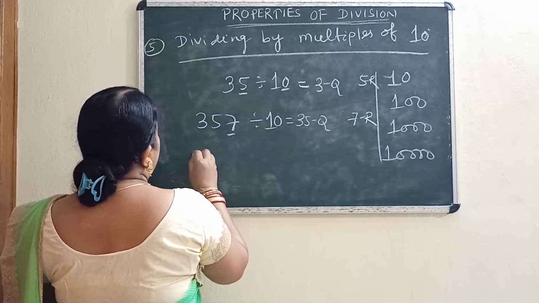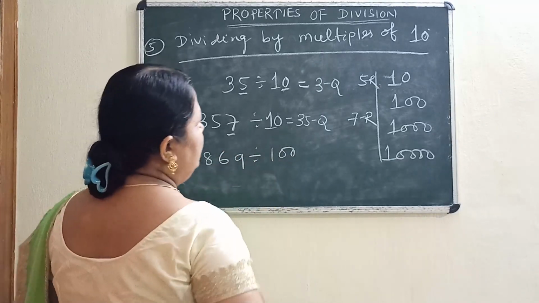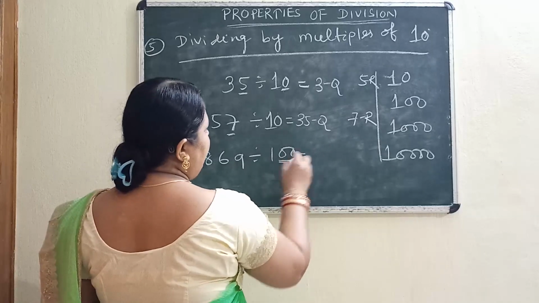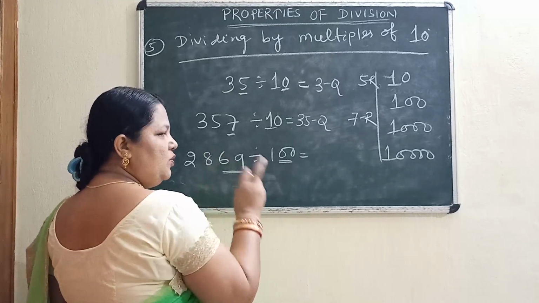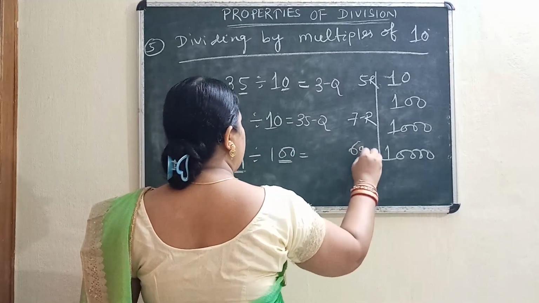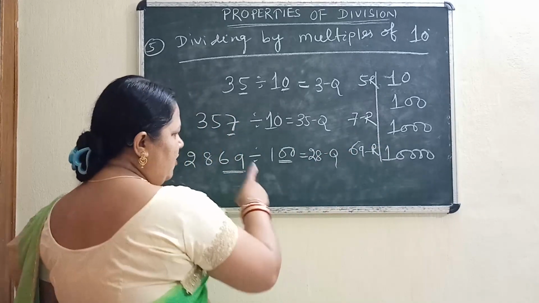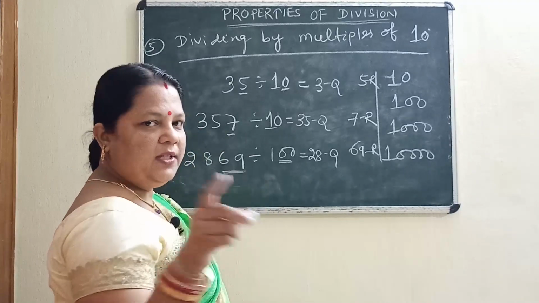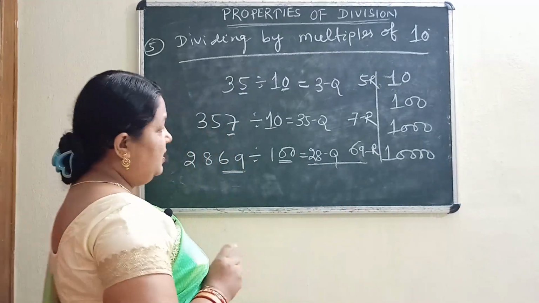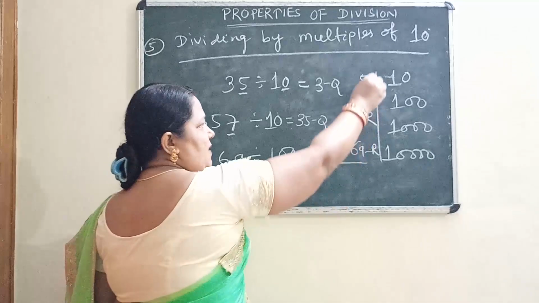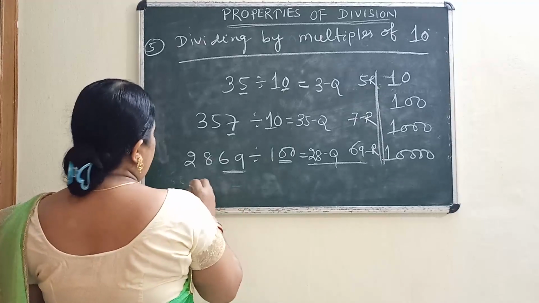If you are dividing 2869 by 100, see how many zeros are there in 100? 2 zeros. So from the right side you consider 2 places as your remainder. Then how much is left? 28 is your quotient. If you follow the whole division process, you will also get the same value. But the trick is that without dividing, if the divisors are multiples of 10, you can give the answer immediately.